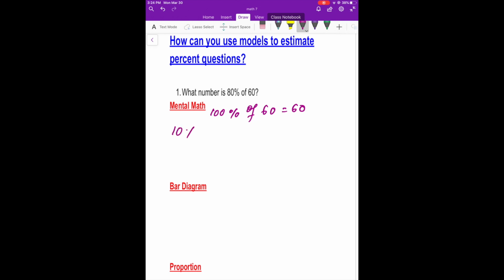So what is 10% of 60? If 100% of 60 is 60, if you divide 100 by 10, you get 10%. So 10% of 60 would be 60 divided by 10, which is 6. So 10% of 60 is 6. Now you can easily find 80%. If you multiply 10 by 8, you get 80. So you multiply 6 by 8, which is 48. So 80% of 60 is equal to 48.